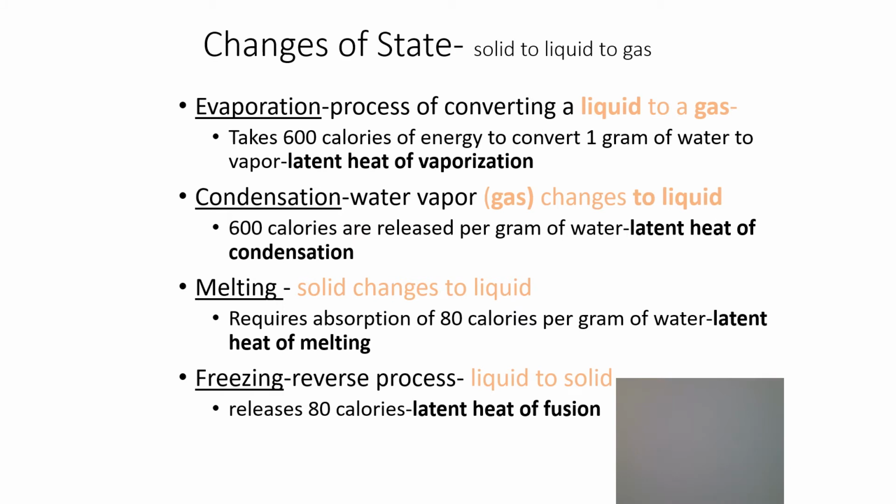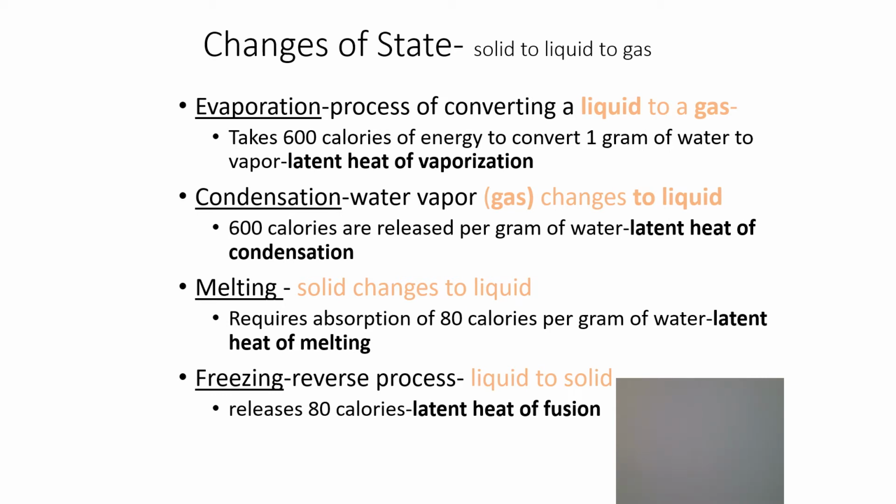So this slide shows the different changes of state of water. All of these terms you're familiar with in your normal everyday life, so don't lose your common sense when you think about these in terms of weather. Evaporation is the process of converting a liquid to a gas, and it takes 600 calories of energy to convert 1 gram of water to vapor. We call that the latent heat of vaporization.